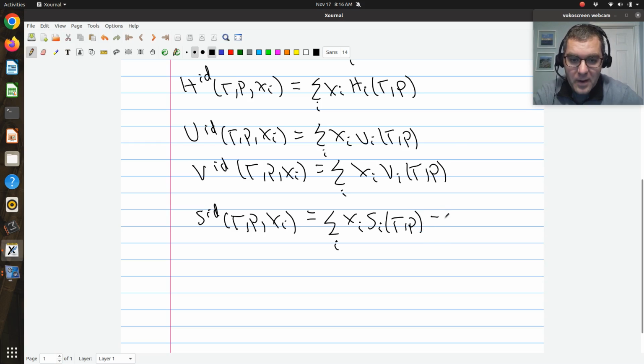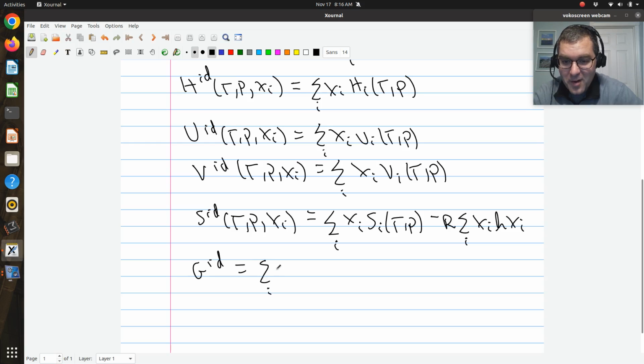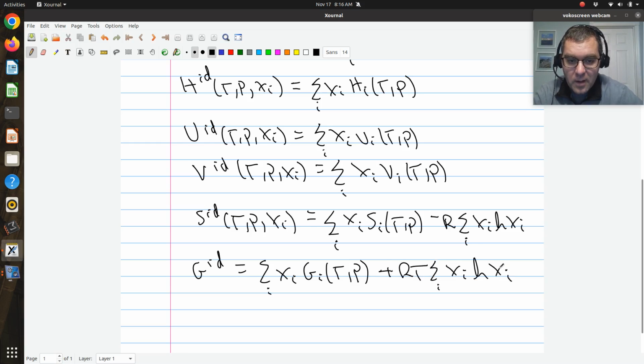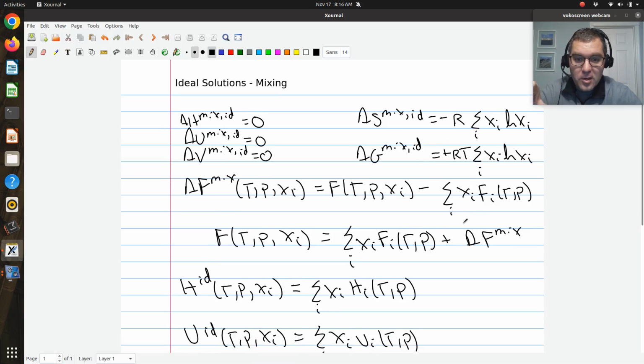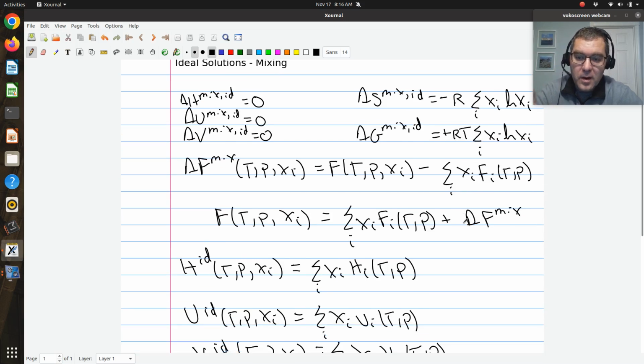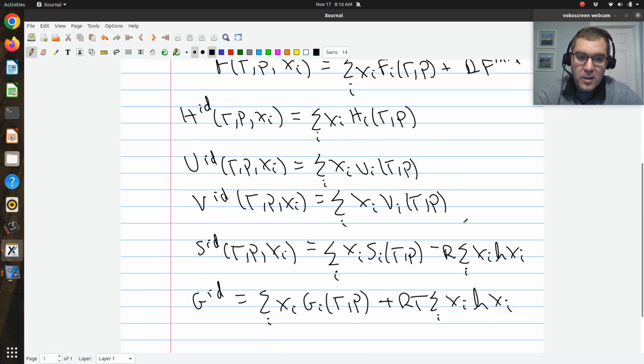Remember that was minus R sum over i of x_i log x_i, and then G is H minus TS, or sum over i of x_i G_i at T and P plus RT sum over i of x_i log x_i. Okay, so we have our property changes upon mixing for an ideal solution. All right, now we have expressions for enthalpy, internal energy, volume, entropy, and Gibbs free energy of an ideal solution.